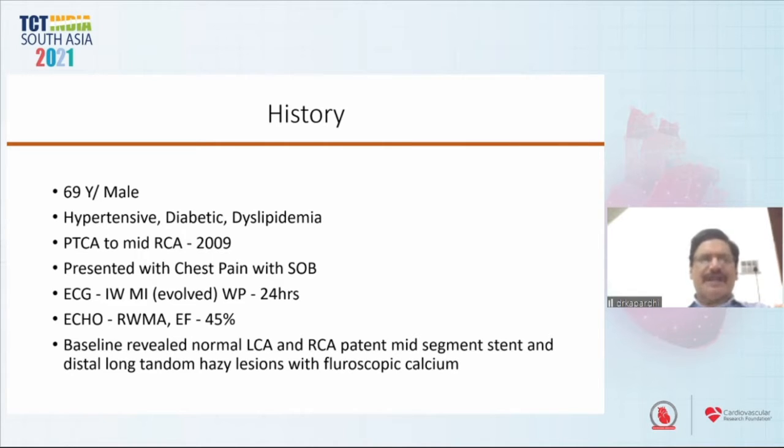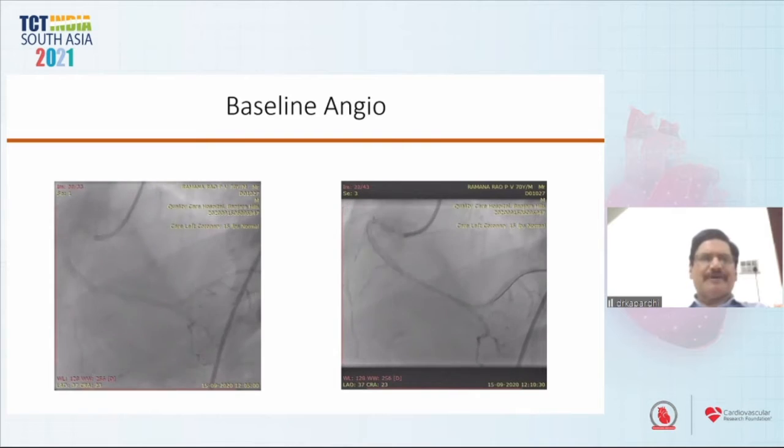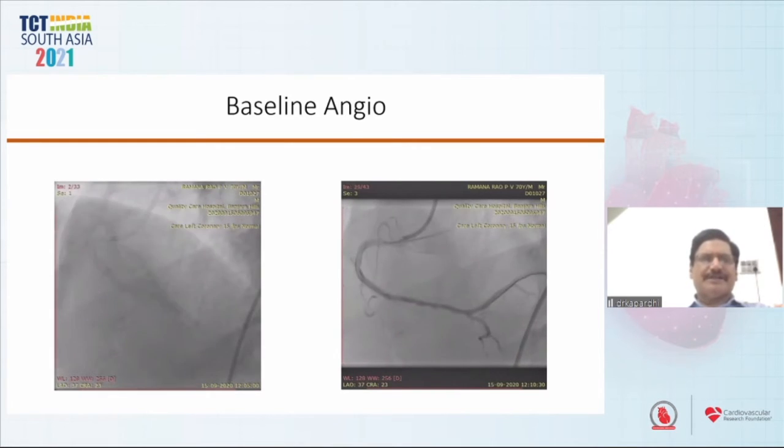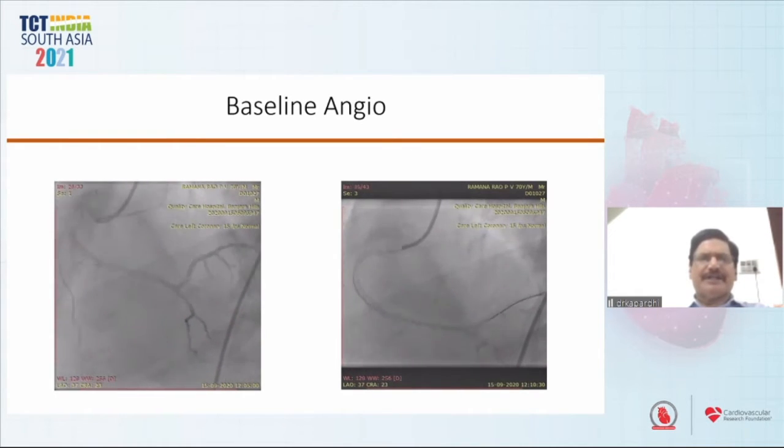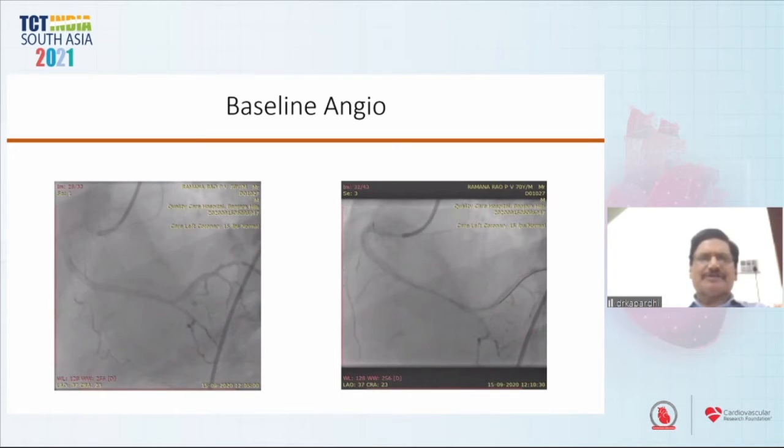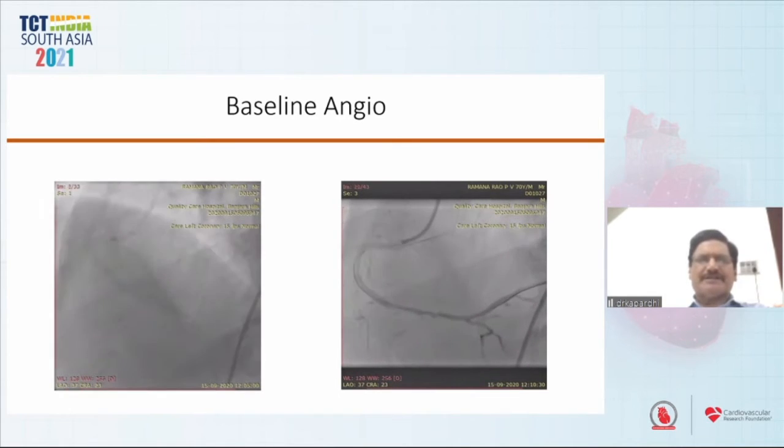His baseline angiogram showed the left coronary artery, with both LAD and circumflex diffusely diseased and a normal left main. The right coronary artery showed an interesting finding of a Shepherd-Crook RCA, with the distal RCA segment calcified with a lot of hazy lesions and a patent mid-segment stent. We took a Judkins 6 French right coronary artery catheter and passed the workhorse wire across the distal segment lesion, and the wire was parked in the PLV.